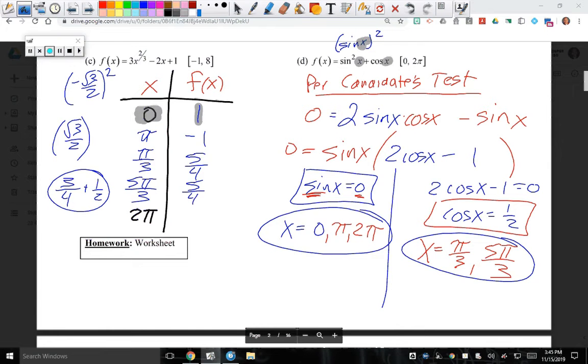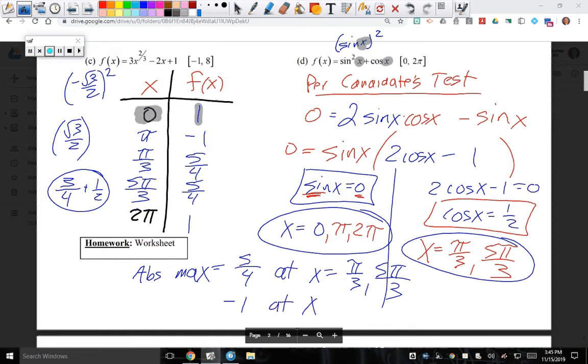2 pi. What's the sine at 2 pi? 0. Square it, 0. What's the cosine at 2 pi? 1. So it's 1. So what is the absolute max? 5 fourths. At x equals what? Pi over 3 and 5 pi over 3. What is the absolute min? Negative 1 at pi. So absolute min equals negative 1 at x equals pi. Everything that you see is required: the answers, the because, well, there's no because yet. It's coming though. Cool?